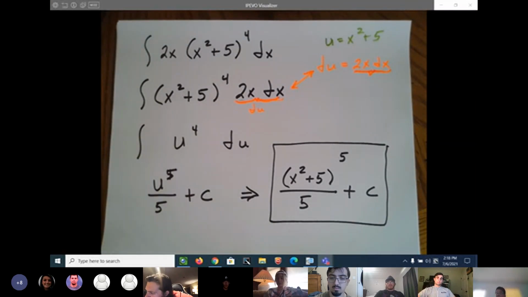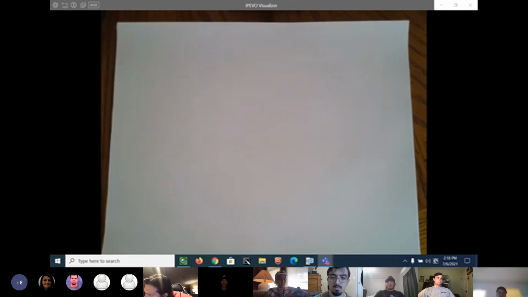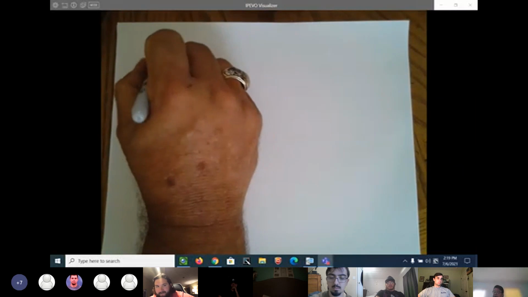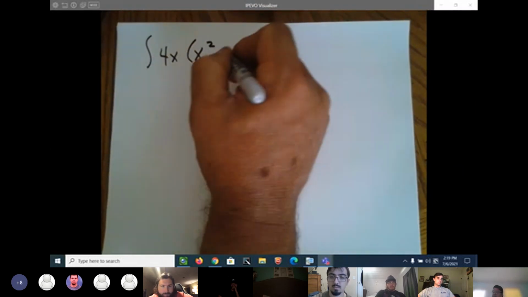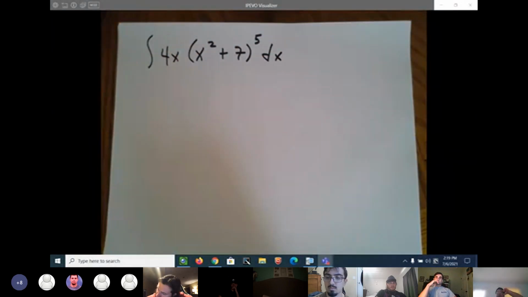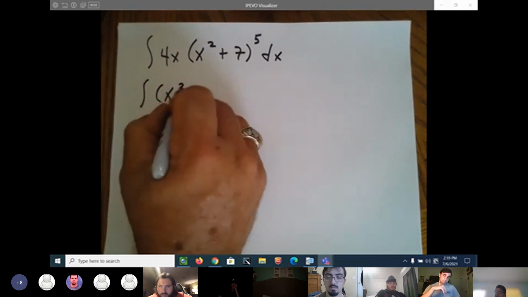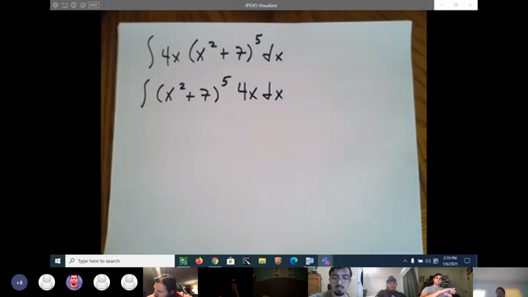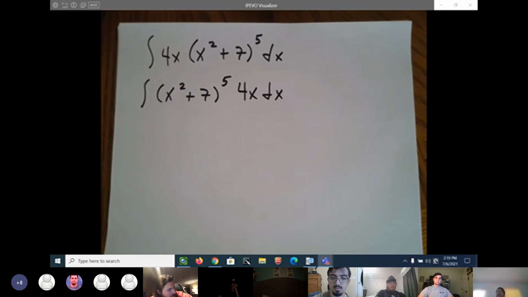All right, now let's do one that doesn't match, just to refresh from last week. How about the antiderivative of 4x times (x squared plus 7) to the 5th power dx. And the first thing you're going to do is rewrite: (x squared plus 7) to the 5th power times 4x dx. Okay, so go to it.